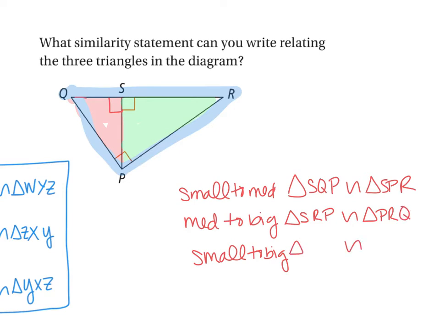All right, last one, finish strong. So we have the small to big. So let's do the right angles. So the right angle on the little one is S, and the right angle on the big one is P. And then the fat angle on the little one is Q, and the fat angle on the big one is also Q. And then the skinny angle on the little one is P, and the skinny angle on the big one is R.